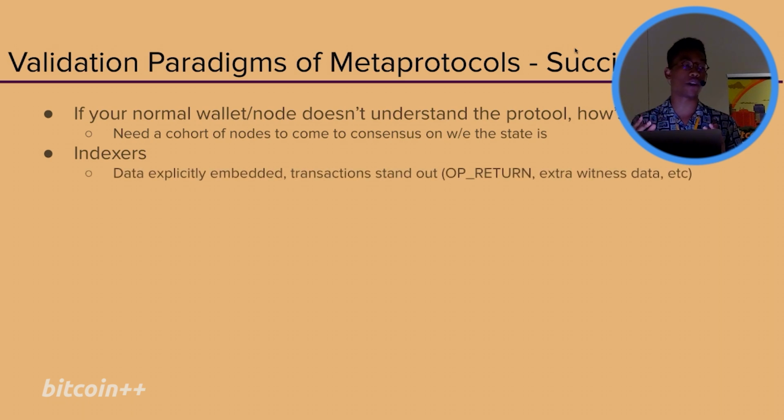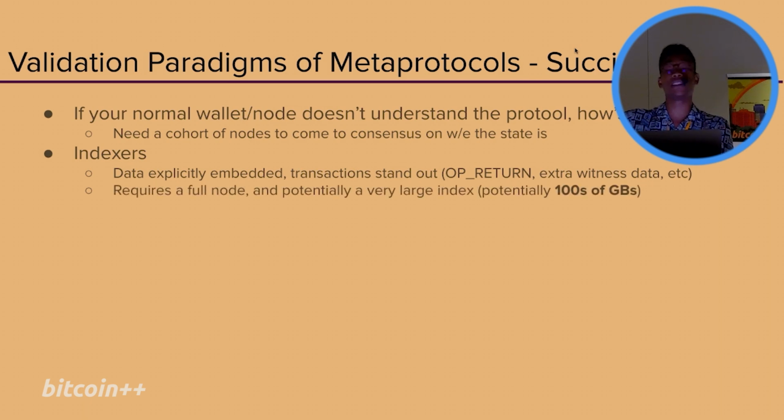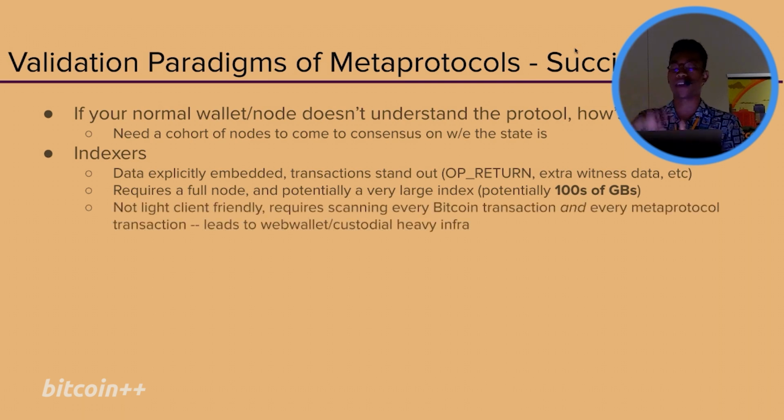One is indexers. For the protocols that embed data explicitly into the chain, you need an indexer to walk through every single transaction in the blockchain, scan those for a metaprotocol tag, maybe an OP_RETURN, maybe some other identifier, and then maintain that to arrive at the actual state. Number one, this requires an entire full node, so you have the half terabyte plus of state within that itself. And then you also have potentially additional state for the metaprotocol index itself. And if the protocol is doing some very direct ordering of all the Bitcoin in the chain itself, that can be very, very large.